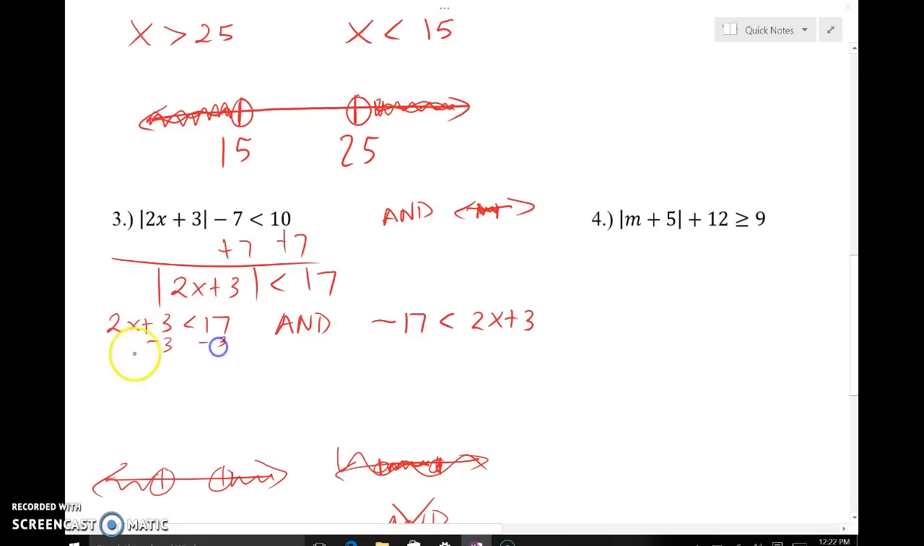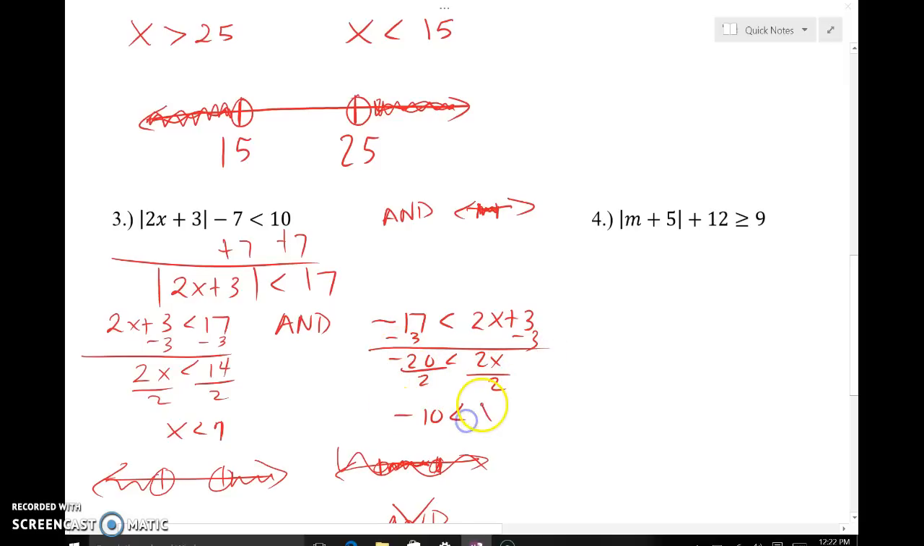Subtract 3, subtract 3. 2x is less than 14, divide by 2. X is less than 7. All right, subtract 3, subtract 3. Negative 20 is less than 2x, divide by 2. Negative 10 is less than x. So right now, I've got that x is smaller than 7 and x is bigger than negative 10.